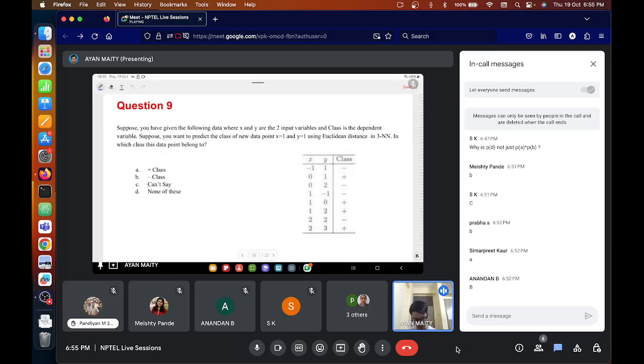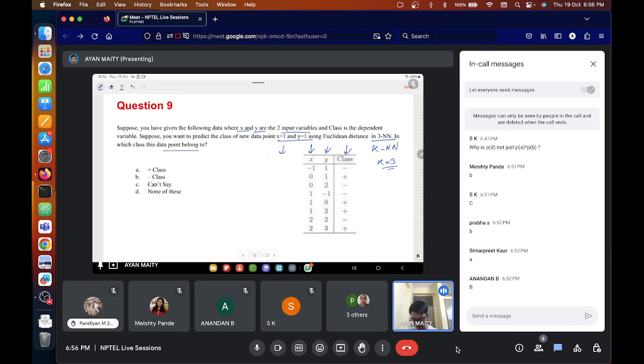So this question is on KNN, K nearest neighbor. You have been given the following data, x and y values. These are the two input variables, and this is the class, and the class is the dependent variable here. Suppose you want to predict the class of a new data point x equals 1 and y equals 1 using Euclidean distance in 3NN. So in KNN, the value of k is taken to be 3 in this case. So in which class does this data point belong?